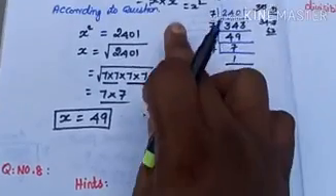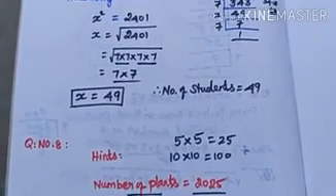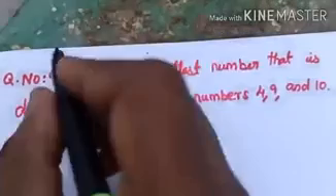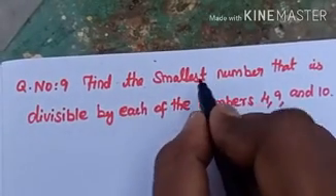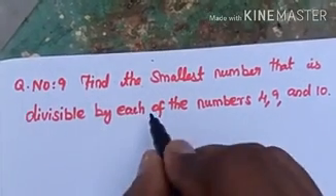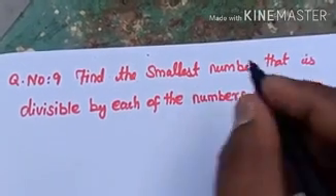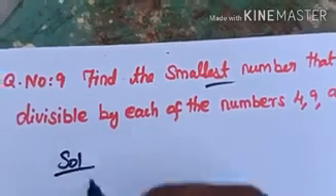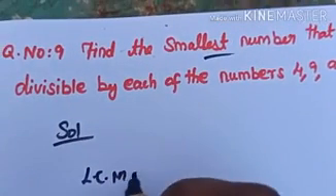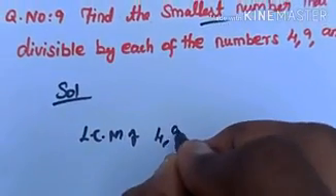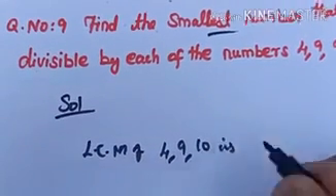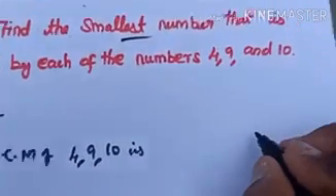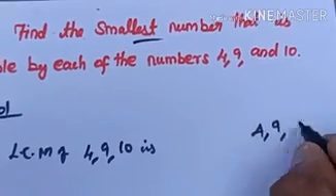That is question 7. Now we move on to question number 9. Find the smallest number that is divisible by each of the numbers. Smallest number means we go with LCM. So directly we go with the LCM of 4, 9, 10. We just need to take 4, 9, 10.